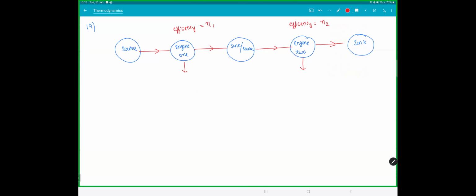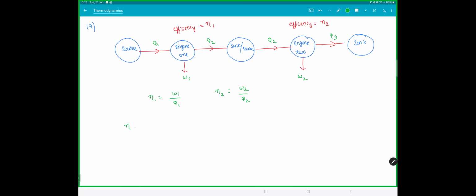Let's assume like this. Let's say this is Q1. This is work W1. So this is getting rejected to Q2. The same heat Q2 is being transferred to the next engine. You're getting it. The heat rejected by the first engine is the heat input for the second engine. And this is W2 and this is Q3. So this efficiency eta 1 is nothing but W1 by Q1. This efficiency eta 2 is W2 by Q2.